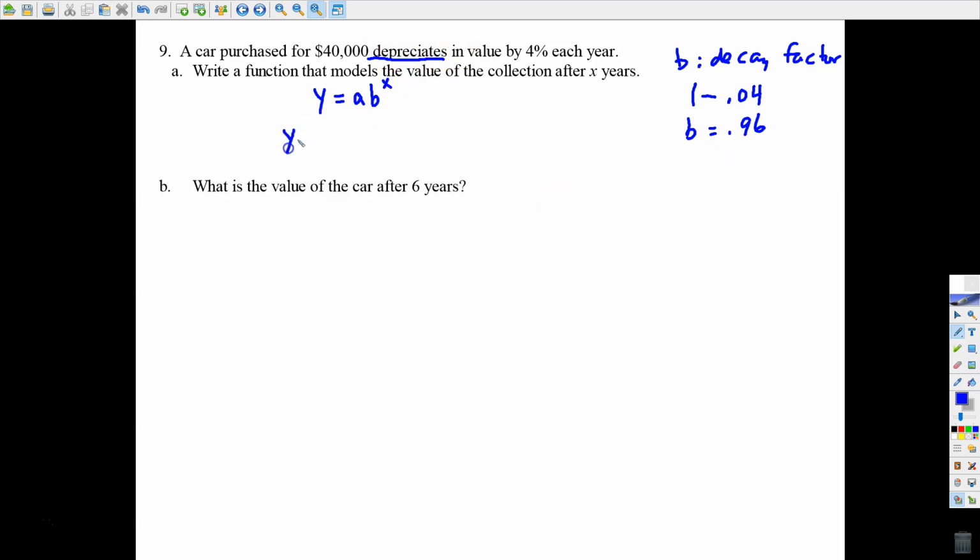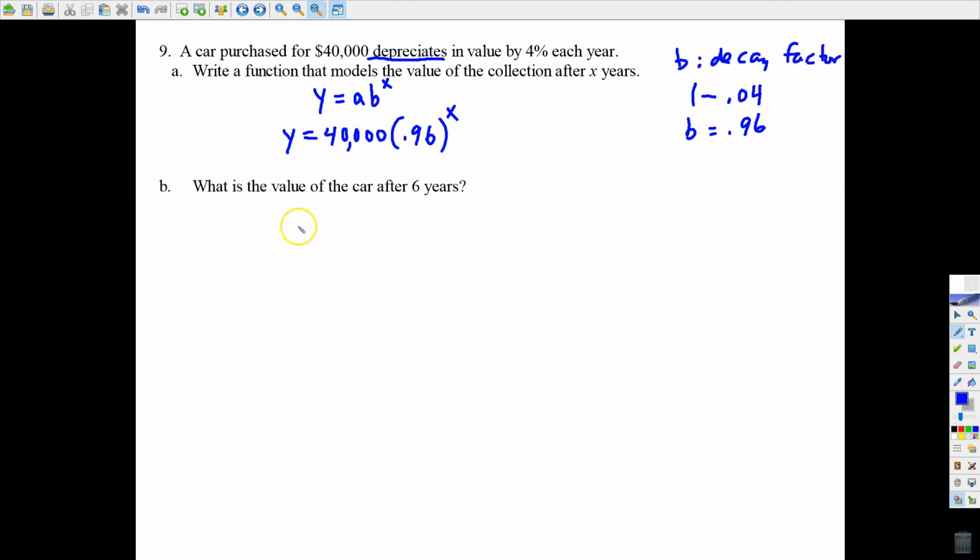All right, so the A variable here always represents the starting value, the initial value of the car in this case is 40,000. We already established that B is 0.96, that's the decay factor. And then X, the exponent, will represent a certain amount of time that has passed. In this problem, it represents a number of years. So that is our answer for part A.